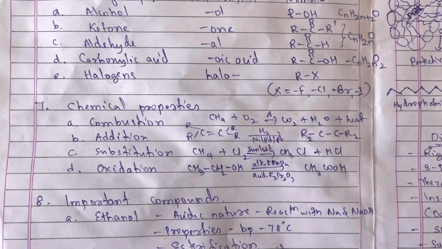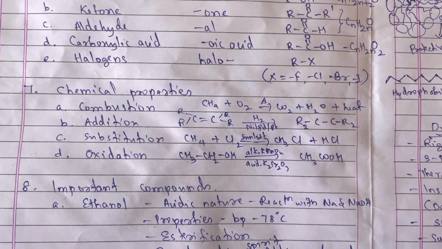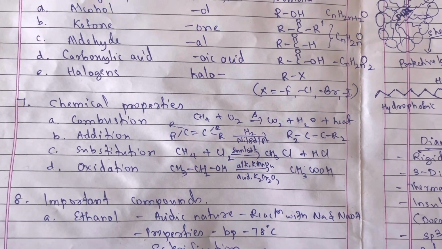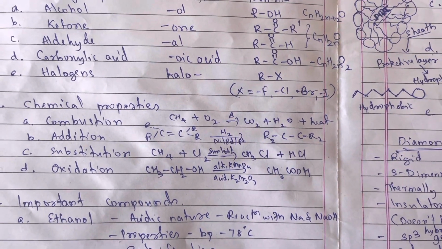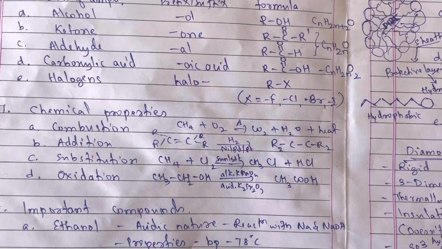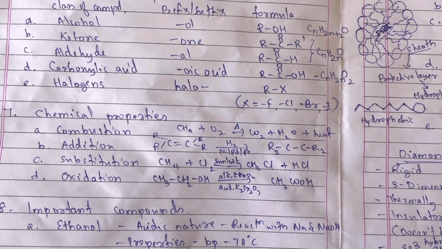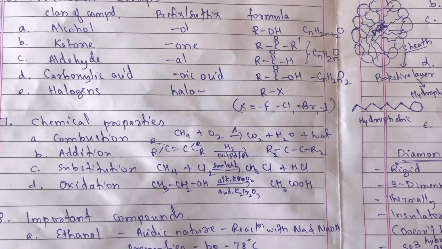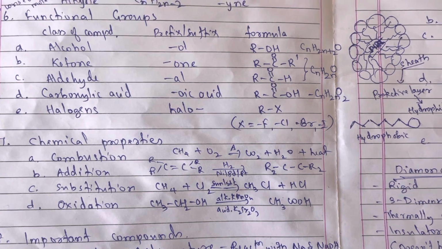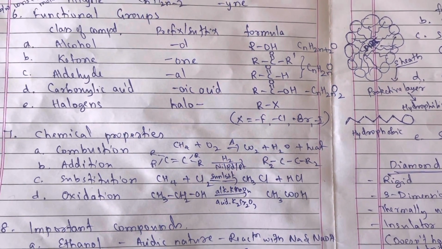The next important concept is chemical properties. There are 4: combustion, addition, substitution, oxidation. In this concept, you remember one example for each as well. Also remember the reagent or catalyst we are going to use for the process to take place. First one, combustion. Natural gas reacted with oxygen, that is methane is the natural gas, with O2. After heating it will give CO2, H2O and heat.